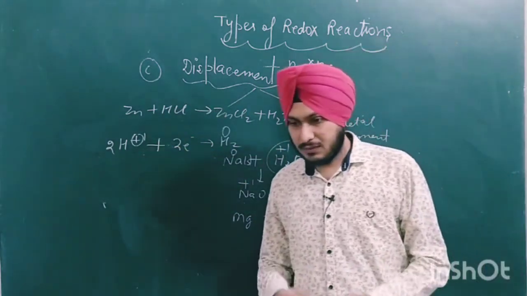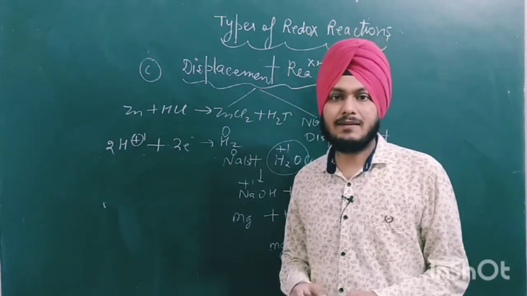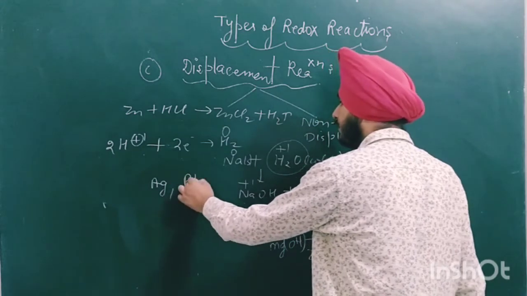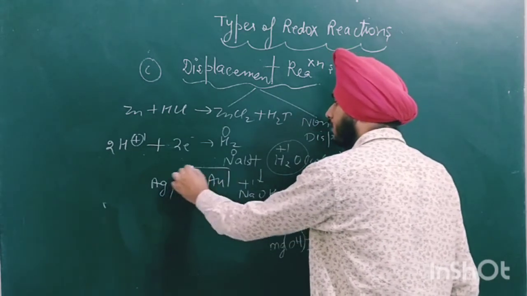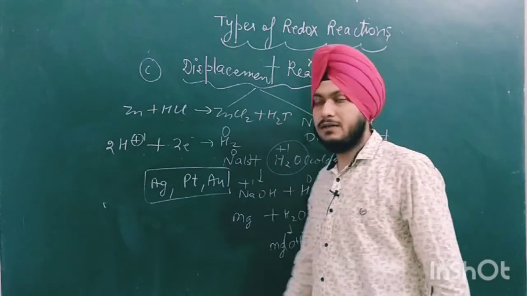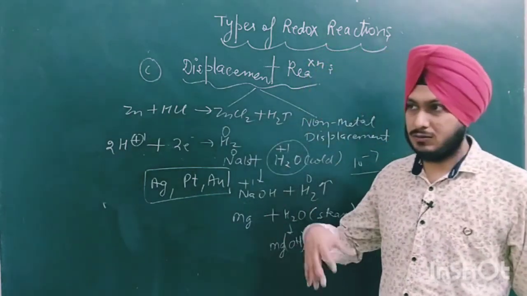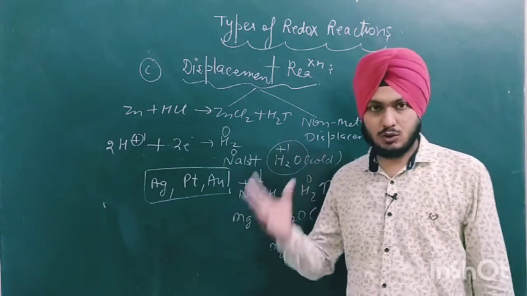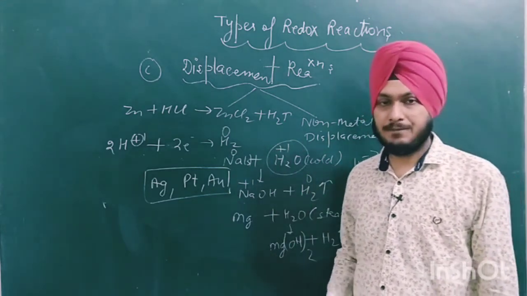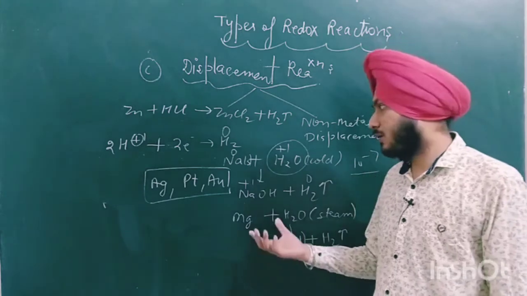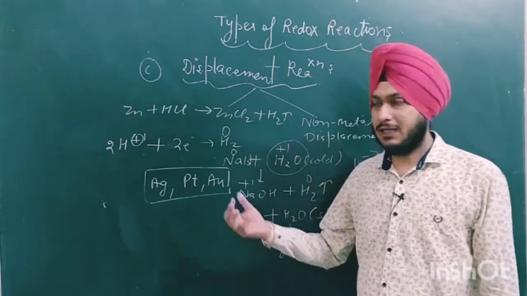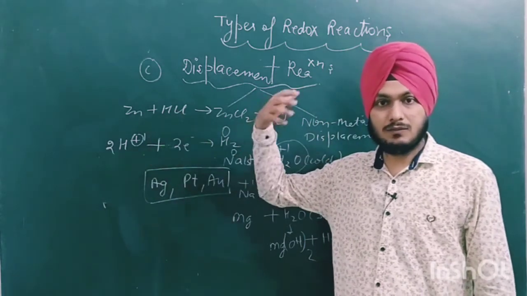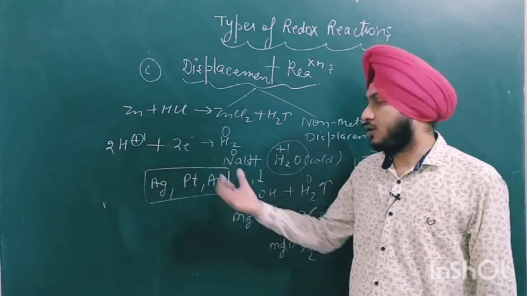There are some more less reactive metals, for example silver, platinum, gold. They cannot react even with acids to liberate hydrogen gas. They are very less reactive, that is why they cannot displace H+. They cannot convert this H+ from acid, even from concentrated acid, to H2 gas.